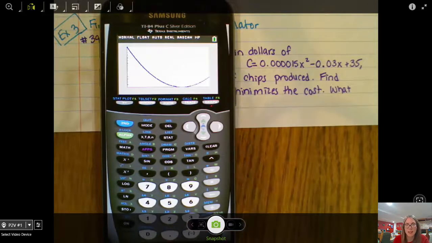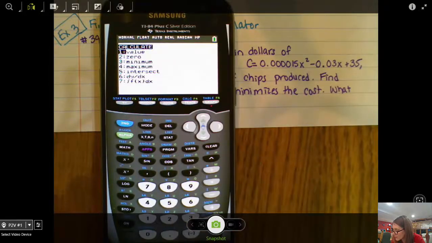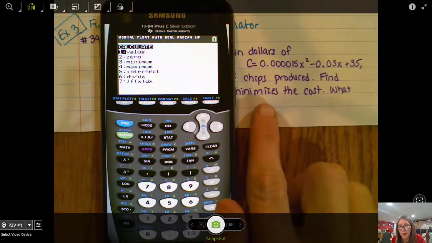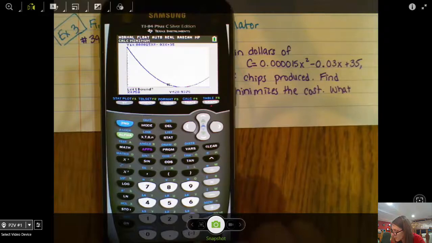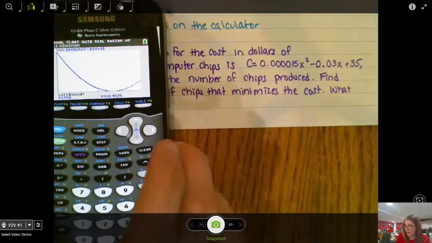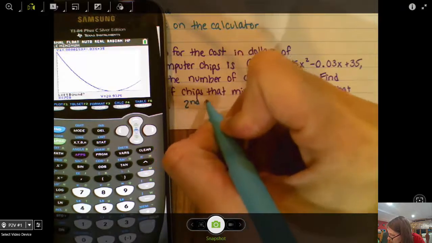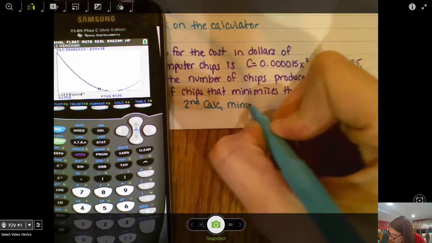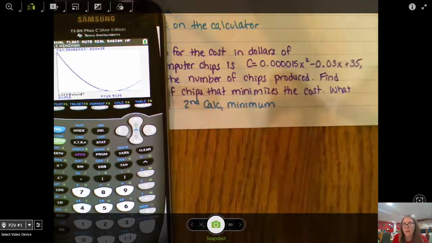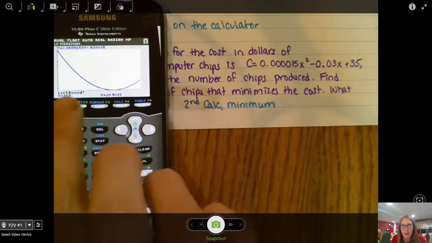Now here's our process for finding it. So to find our vertex, we go to second calc. And what do we want to find? We want to find the minimum. Okay, so I'll write that with my pen here. Second calc minimum. Okay, now notice how it says left bound here?